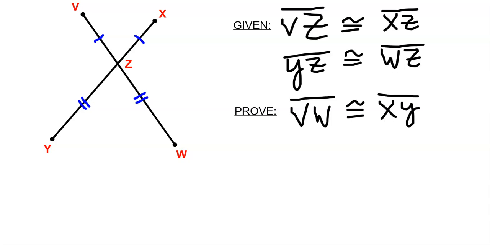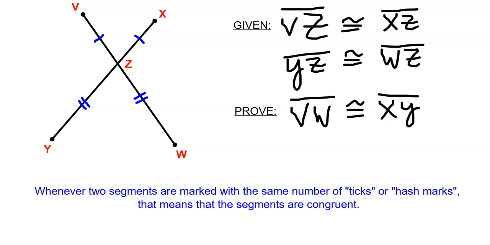One of the key things to recognize in the diagram is that each of our segments has a little blue mark on it that we can call a tick or a hash mark. Whenever two segments are marked with the same number of ticks or hash marks, it means that the segments are congruent. So here, the fact that VZ and XZ both have a single blue mark means that they're congruent. And the fact that YZ and WZ both have double blue marks means that they are congruent, but VZ and ZW are not necessarily congruent to each other.